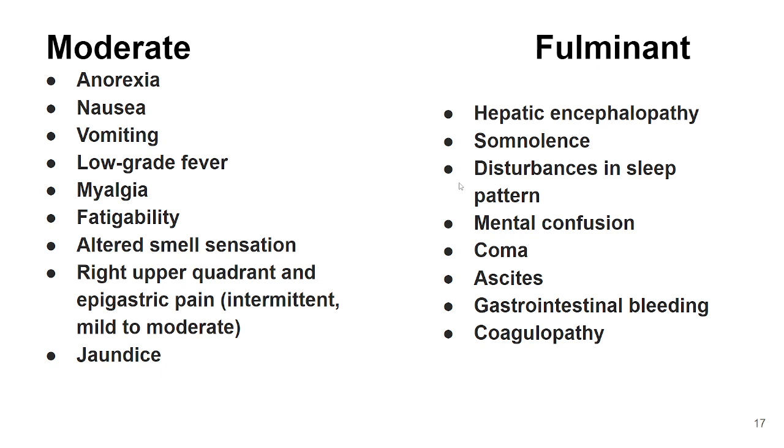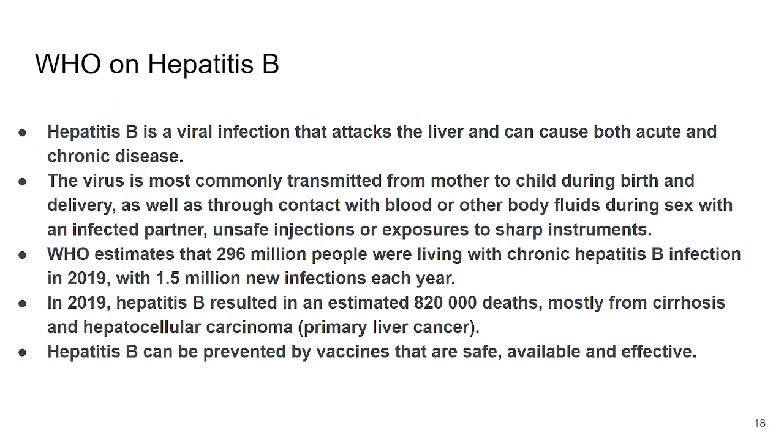Whereas in a fulminant patient, which occurs rarely, the patient may have encephalopathy, which we will discuss later on, somnolence, disturbed sleep like sudden loss of sleep, and mental confusion, etc., which may give a confusion with the psychiatric issues. Patient may even go into hepatic coma. Patient may develop ascites, GIT bleeding, and bleeding disorders may be the other symptoms as such. That's in case of hepatitis A.